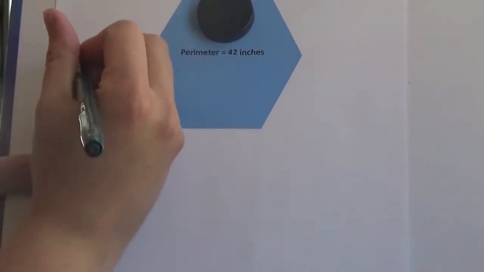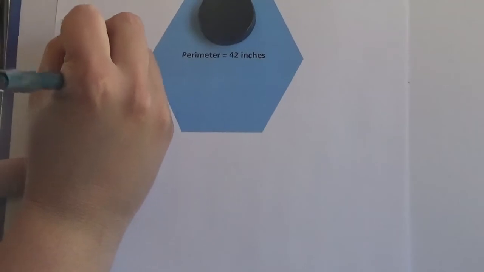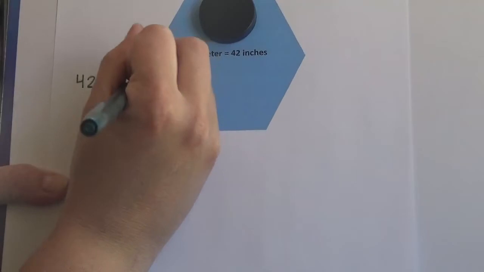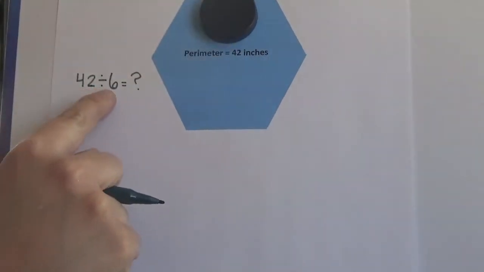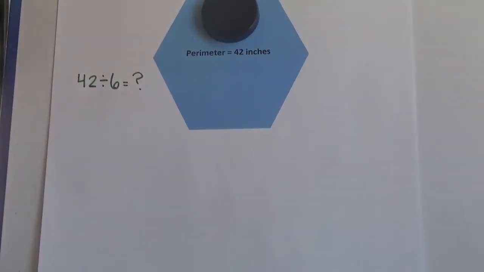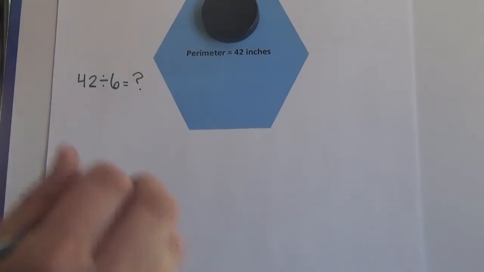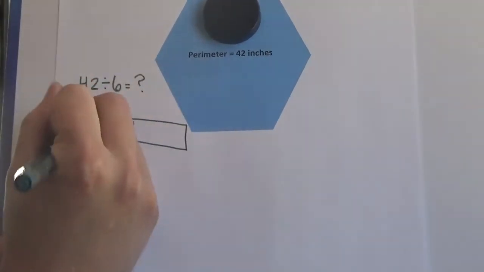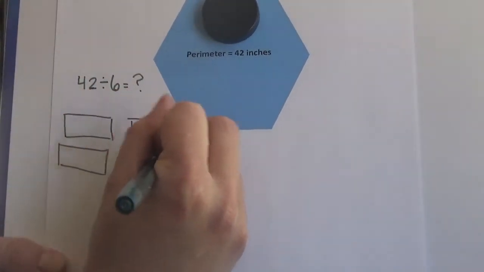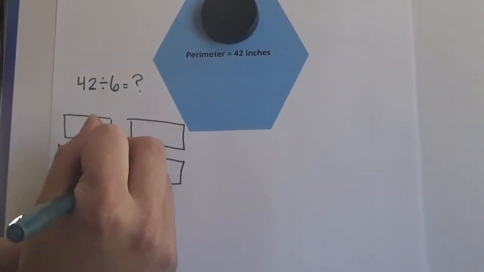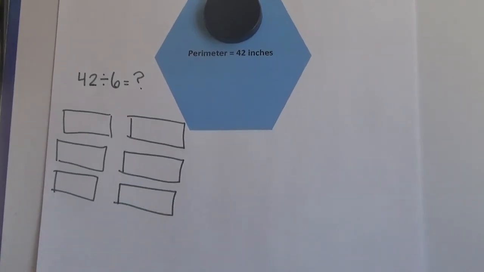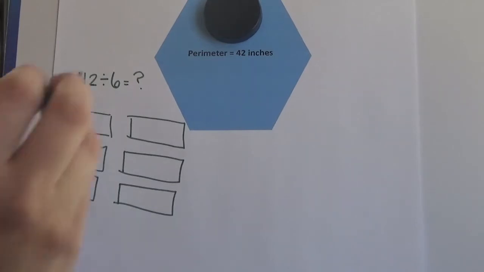So we know that our total is 42. We know that this hexagon has 6 sides, and we're going to divide 42 by 6 in order to figure out the length of each side. I'm going to do this because 6 represents my groups. Each side represents one group. And 42 represents my total measurement, which is my perimeter, and we're measuring it in inches. So I'm going to add 1 to each of my groups until I get to 42.